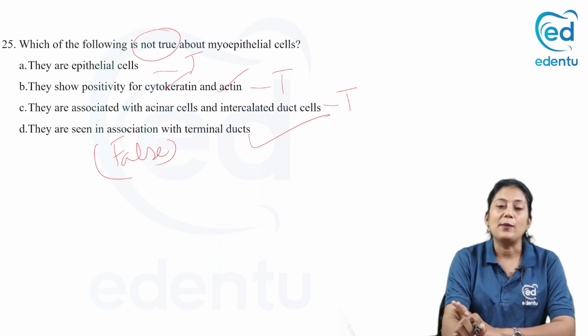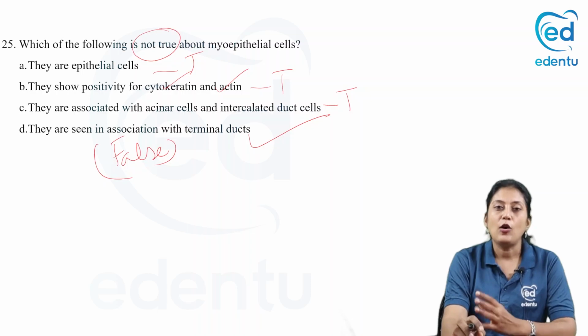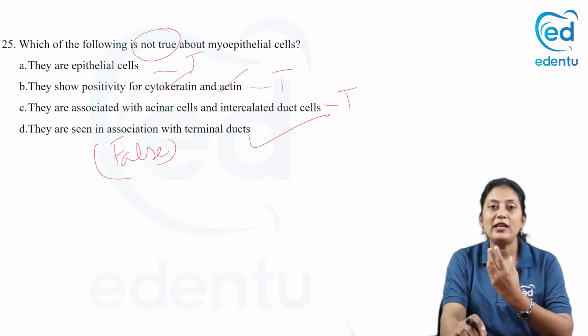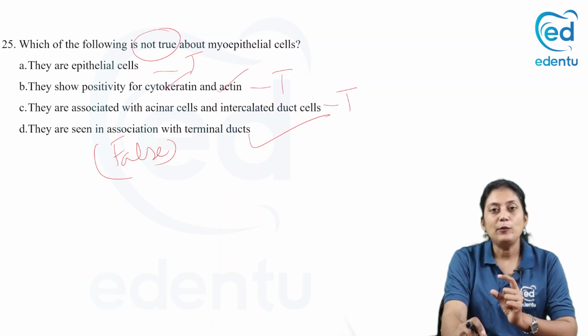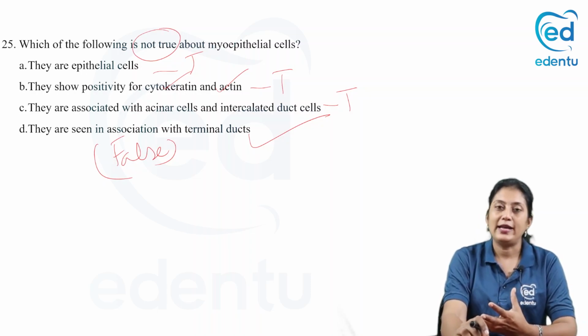So with this, we have come to the end of the NEET based questions. In oral histology, a lot of questions are very straightforward, as you saw in today's discussion, so it is very easy to pick the answer. But a very few are twisted, and at that time you have to carefully read the question as well as the option and then come to the right answer.